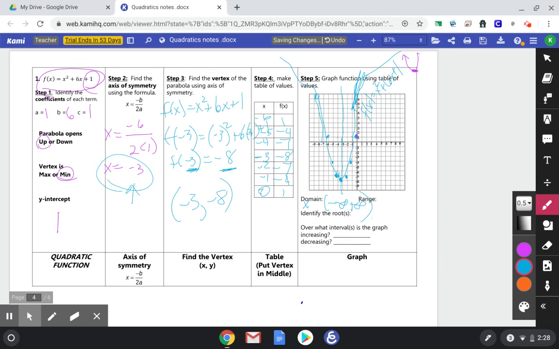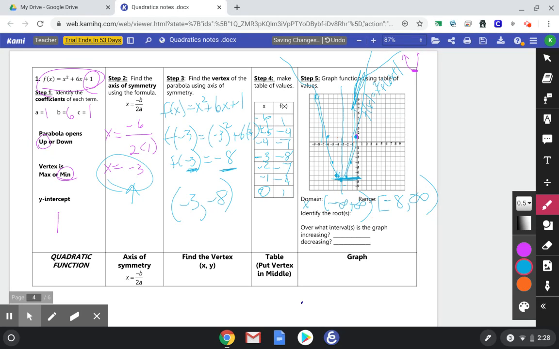Now the range is going to be a little bit different. The range is talking about the y values. Now the range only goes as low as -8. It does include -8, so I'm going to do a bracket, -8, but then it does continue to go up forever. So it will go from -8 until infinity.